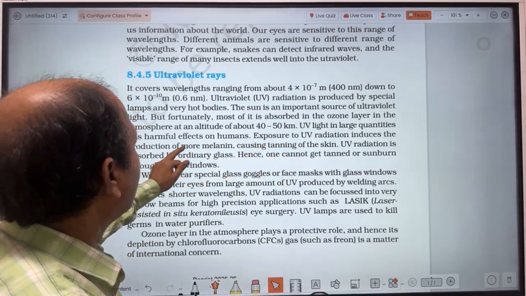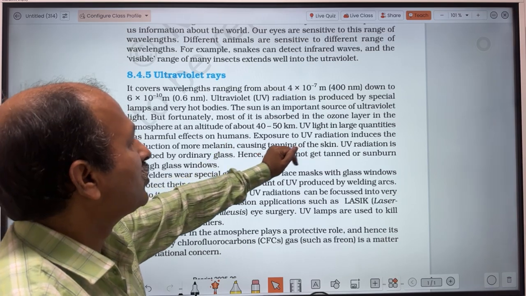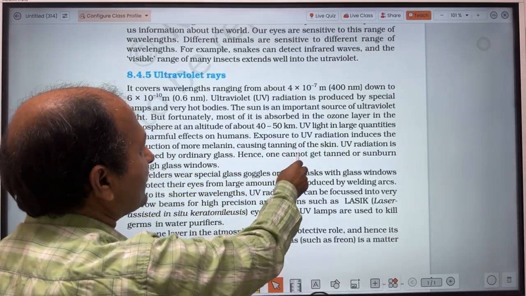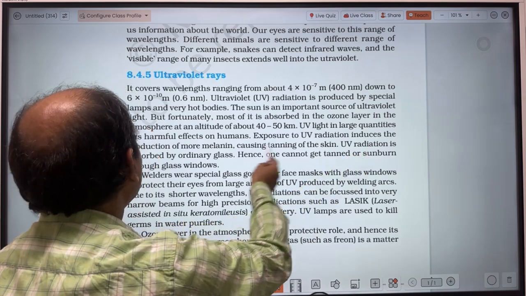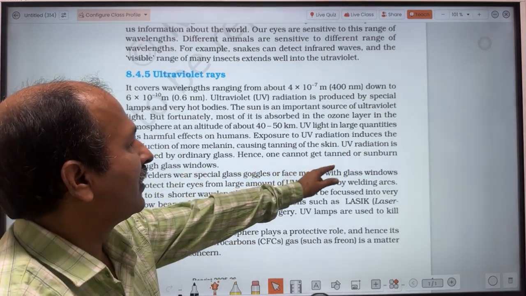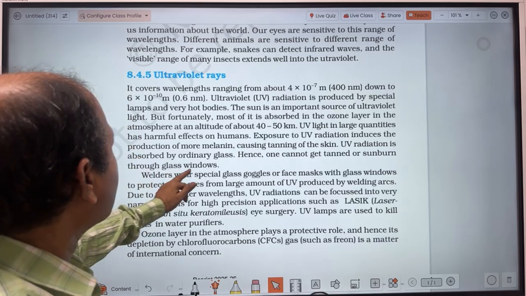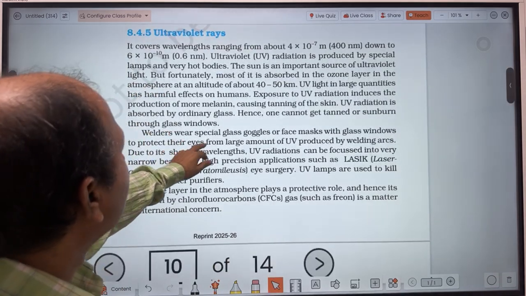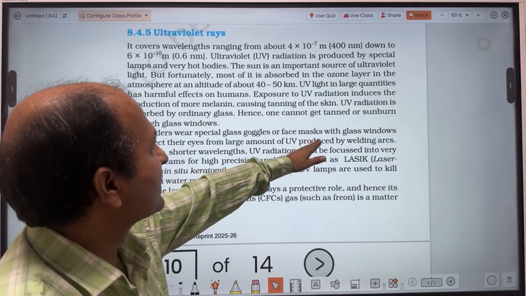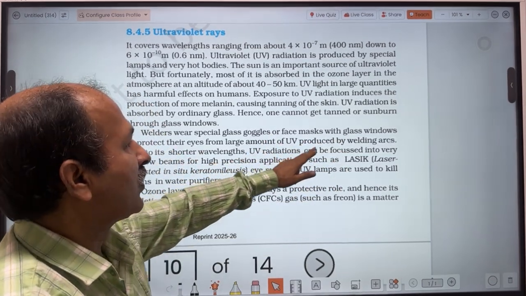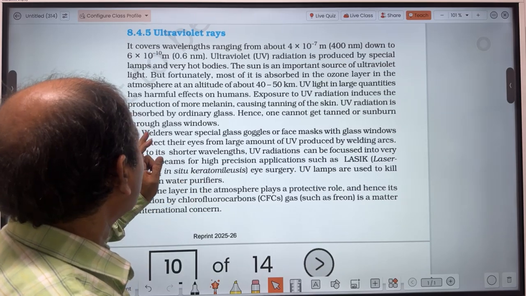UV light in large quantities has harmful effects on humans. Exposure to UV radiation induces the production of more melanin, causing tanning of the skin. UV radiation is absorbed by ordinary glass, hence one cannot get tanned or sunburned through glass windows. Next point, welders wear special glasses, goggles or face masks with glass windows to protect their eyes from the large amount of UV produced by the welding arcs.